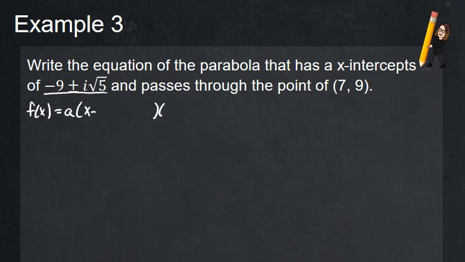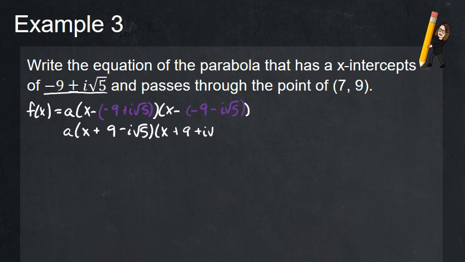So intercept form is x minus, and then we plug in our intercepts. Well, I have an intercept of -9 plus i radical 5, and an intercept of -9 minus i radical 5. If I take a look at that whole intercept, I don't like the way the signs are sitting. So the first thing I'm going to do is distribute that negative into those parentheses. That will leave me with a +9 minus i radical 5 and a +9 positive i radical 5.